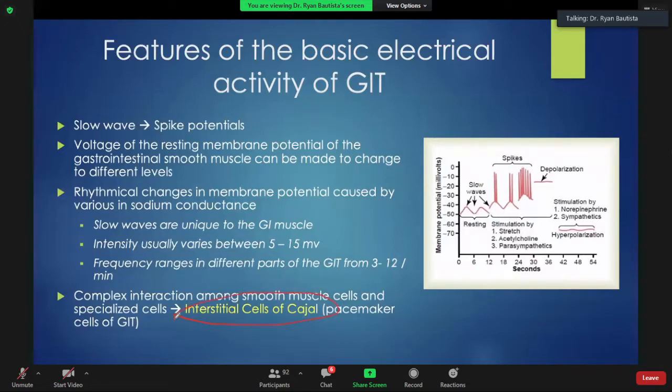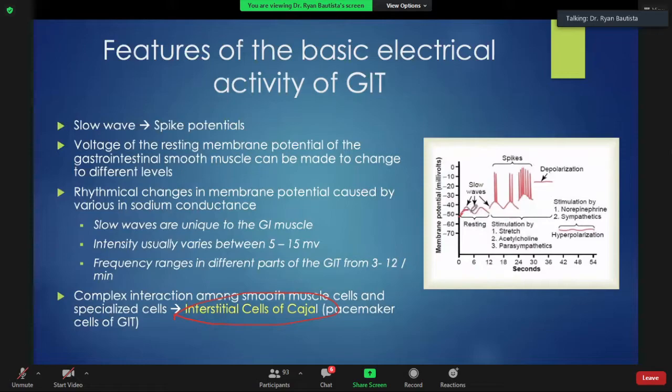If the SA node is for the heart, in your GI tract the pacemaker that initiates the slow waves of your GI muscles is your interstitial cells of Cajal. What does it do, Dr. Bautista? On the right side, it lets calcium in and out of your GI muscles, your smooth muscles.